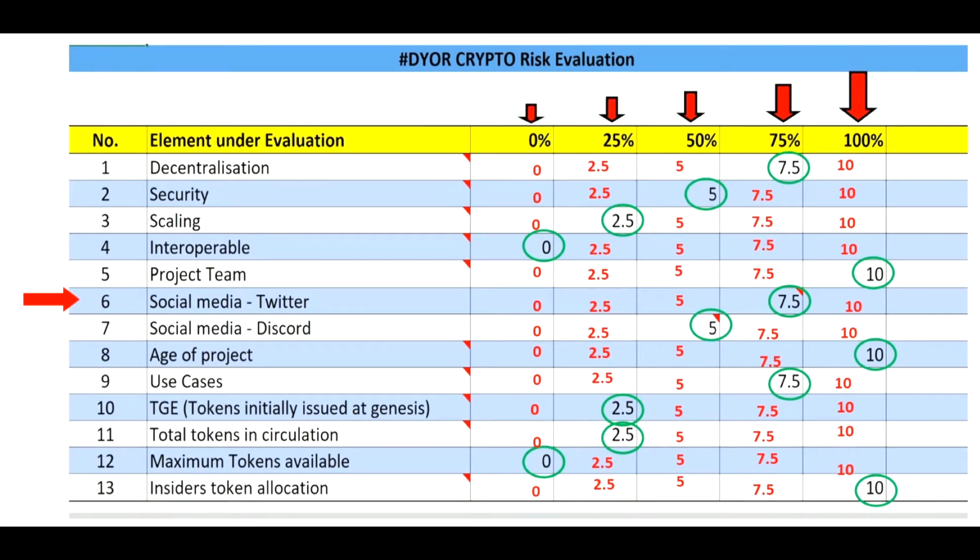What about social media presence, Twitter and Discord? As for Twitter, Ethereum has got 2.1 million followers. That's a lot. We said anything above, I think it was above 20,000 or so, is 75%. We can never go 100% because we're still going for mass adoption, right? So 100% at this point in time is just out of the question. So 7.5 points out of 10.